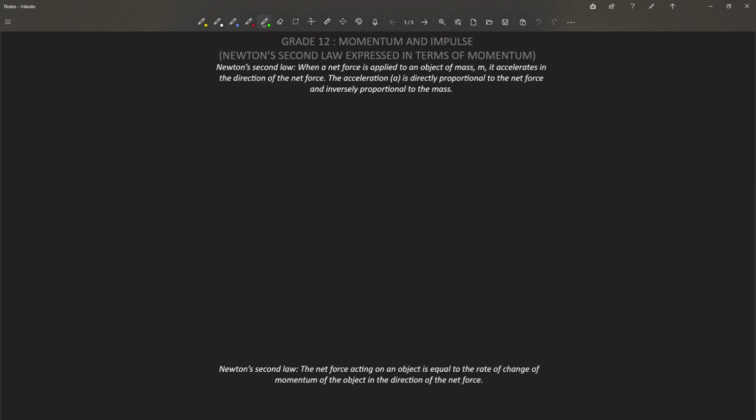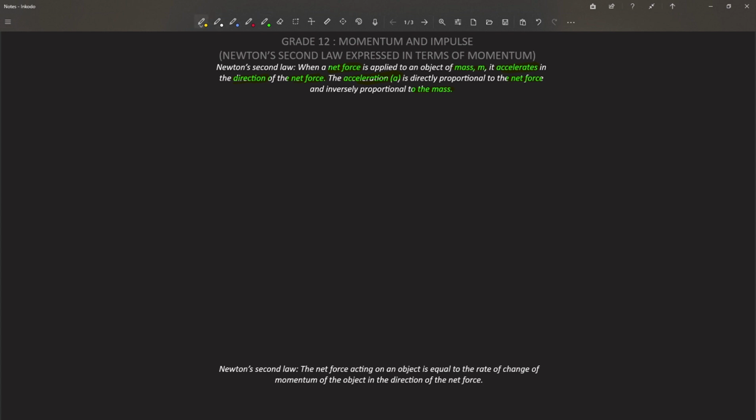It is described as: when a net force is applied on an object of mass m, the object accelerates in the direction of the net force. The acceleration is directly proportional to the net force and inversely proportional to the mass. Let's only focus on the second statement and try to describe it in a mathematical format.